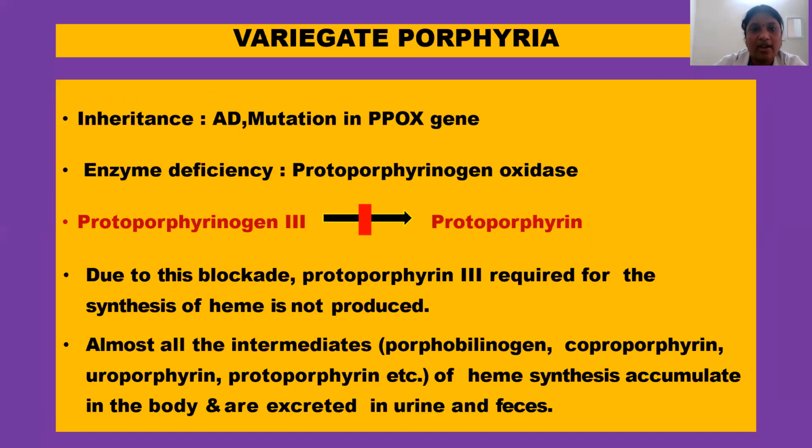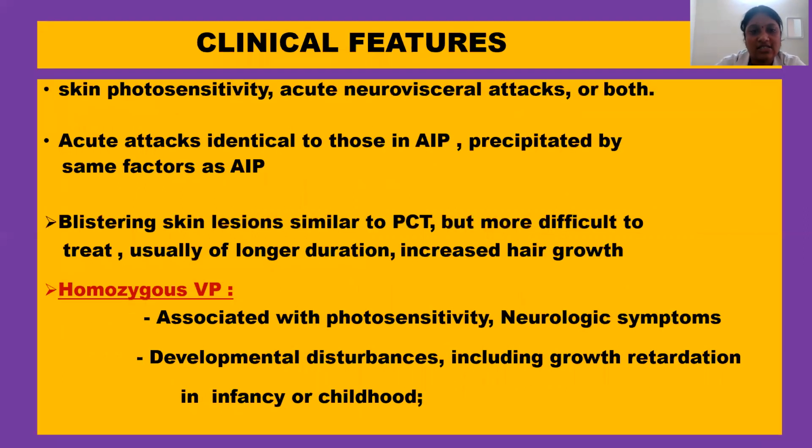Fourth category is variegate porphyria, which is autosomal dominant, and there will be a mutation in the PPO, protoporphyrinogen oxidase gene. So protoporphyrinogen 3 will not get converted into protoporphyrin, and because of this, heme is not synthesized. So all of the intermediates of heme synthesis prior to this step will accumulate in the body and be excreted in urine and feces.